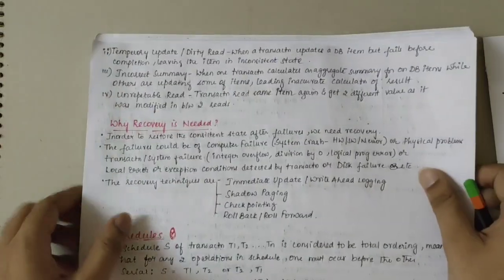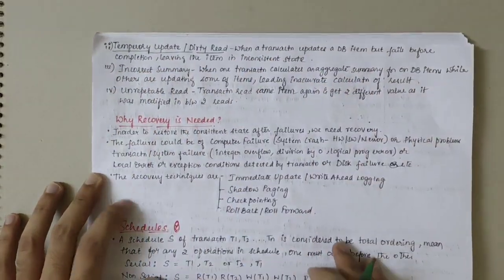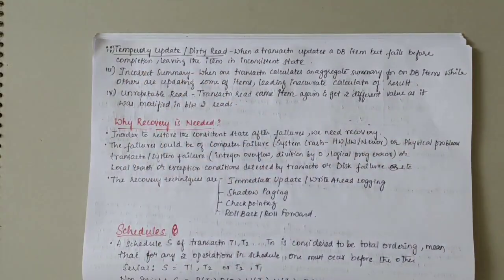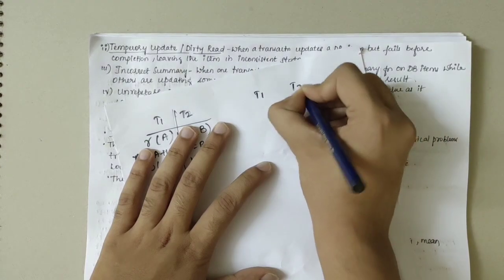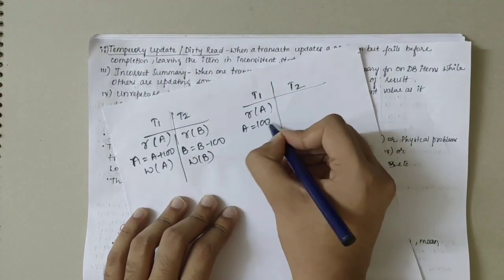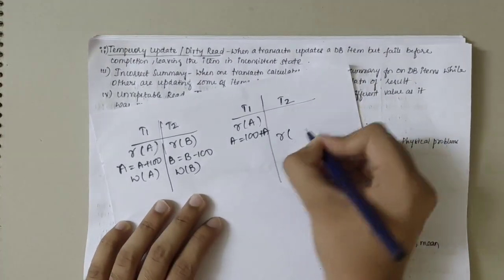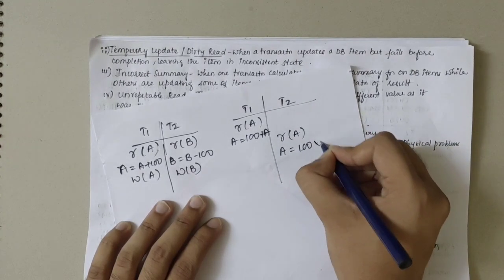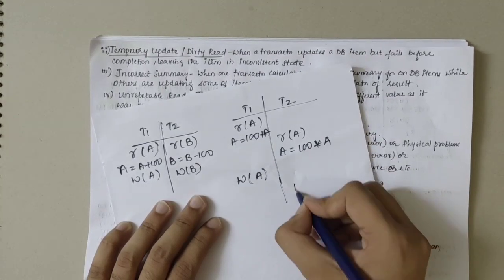Next, let's look into the next problem, temporary update or dirty read. This happens when a transaction updates a database item but fails before completion, leaving the item in an inconsistent state. Let's consider an example. T1 and T2 are two transactions. The A value is read, some operation is performed, and then we have a read of A, then A equals 100 times A, and then write of A, and write of A.